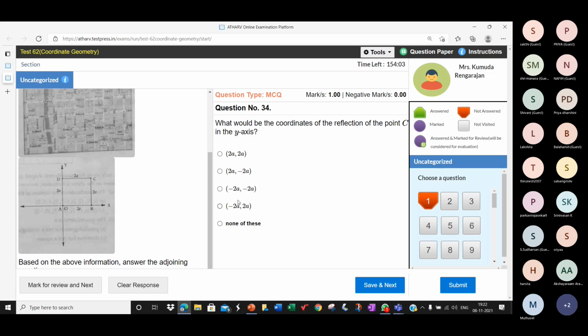So what did we say? I think we said minus 2a, 2a. I'm just waiting for you people to understand. You can just read the question again: what would be the coordinates of the reflection of the point C in the y-axis? That is, if the y-axis is the mirror, then what will be the coordinates of the point of reflection?